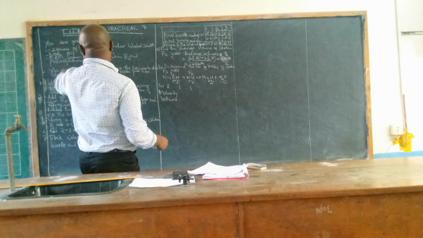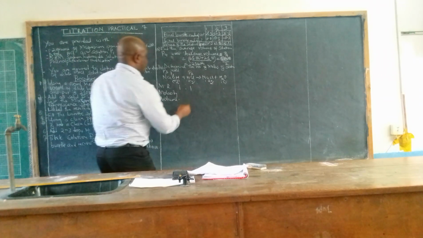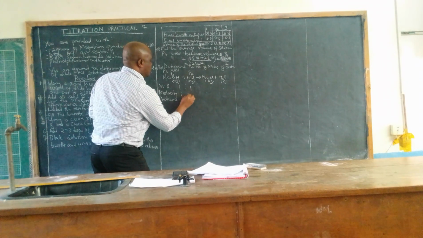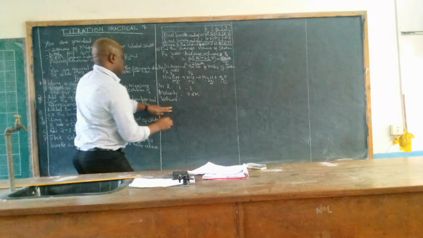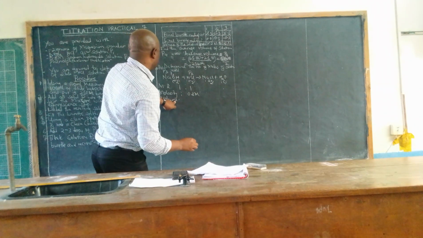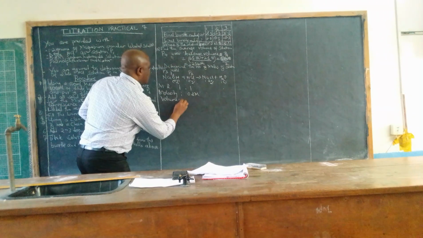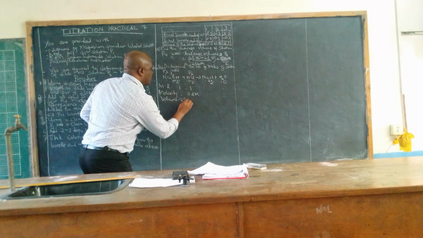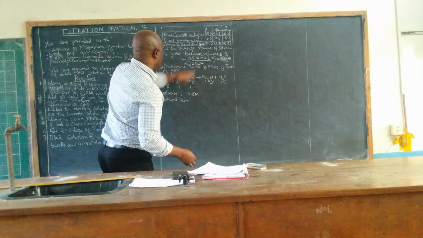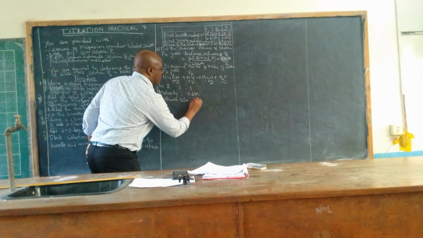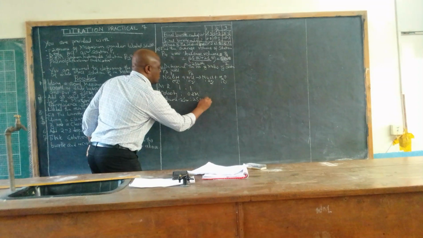Molarity here, we have been given the molarity of sodium hydroxide, which is 0.8 molar. And then the volume here, we have found that the pipette that was used is 25 cubic centimeters. And then here, we have found that the average volume is also 25. So you can just come and write here 25 cubic centimeters.